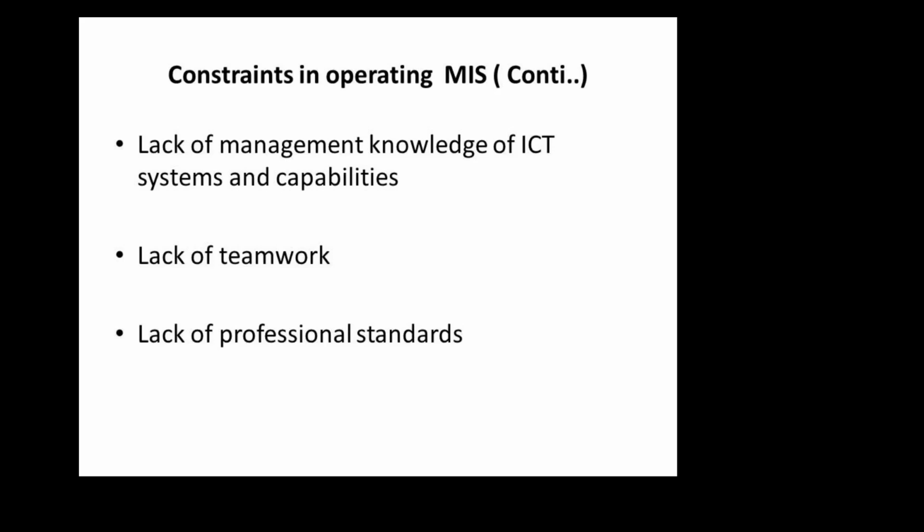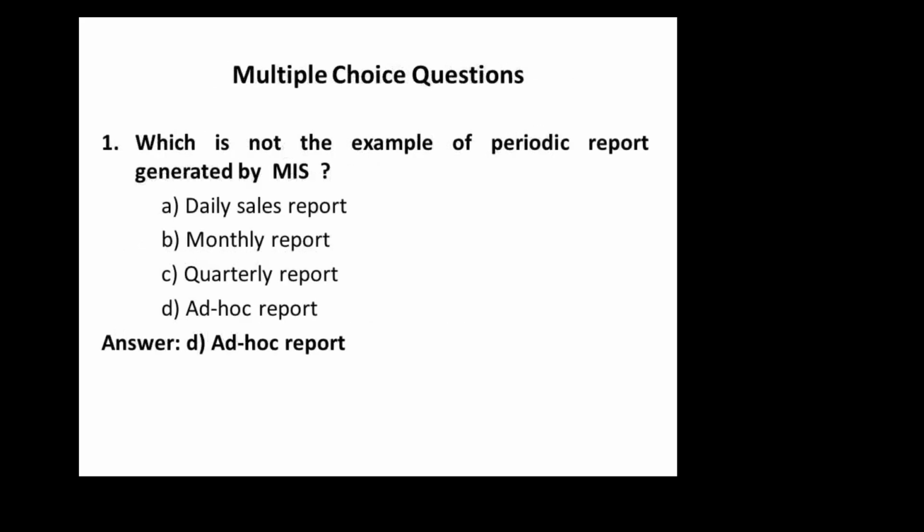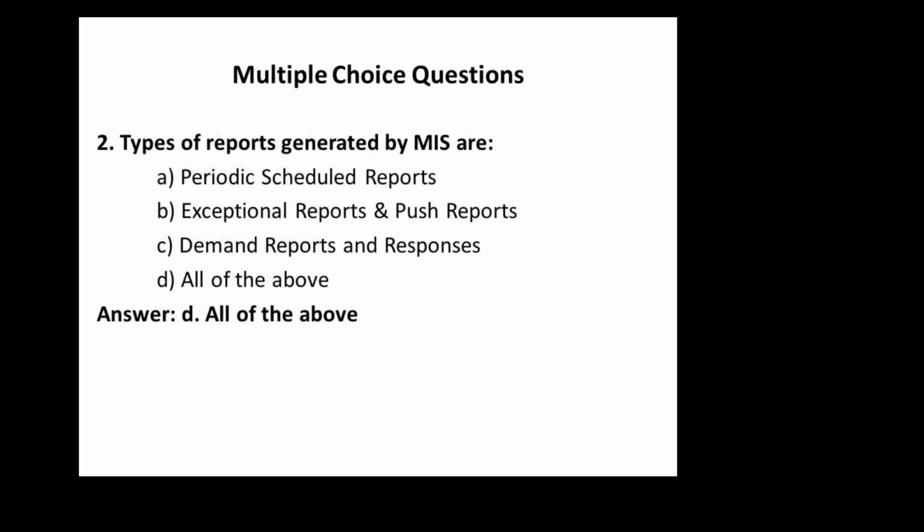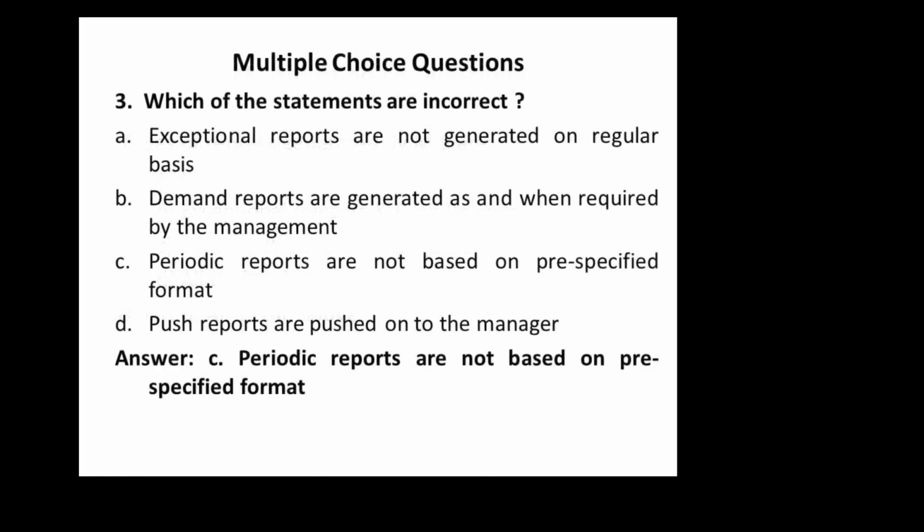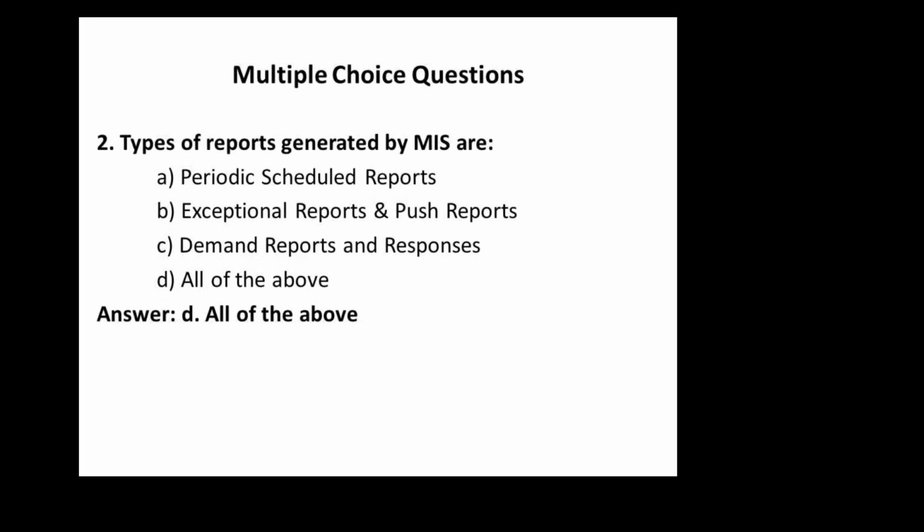So hence we discussed the types of reports generated and constraints in operating MIS. Now a few multiple choice questions. Which is not an example of a periodic report generated by MIS? Ad hoc report. So ad hoc is not a periodical one; it is based on demand. Second, types of reports generated by MIS: periodic, exceptional, demand reports. All these are the answers. So D is the answer.